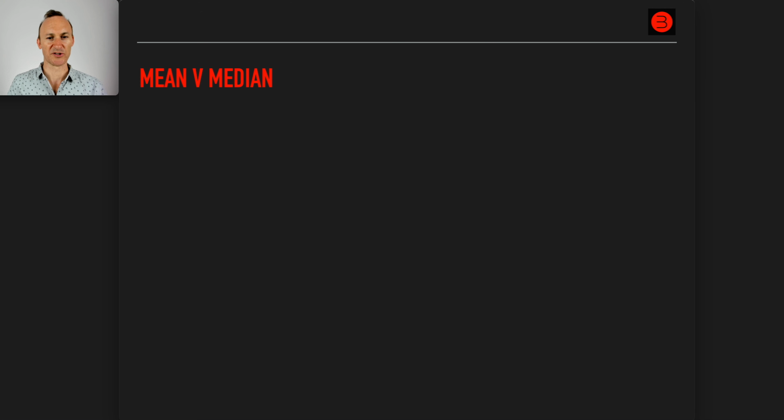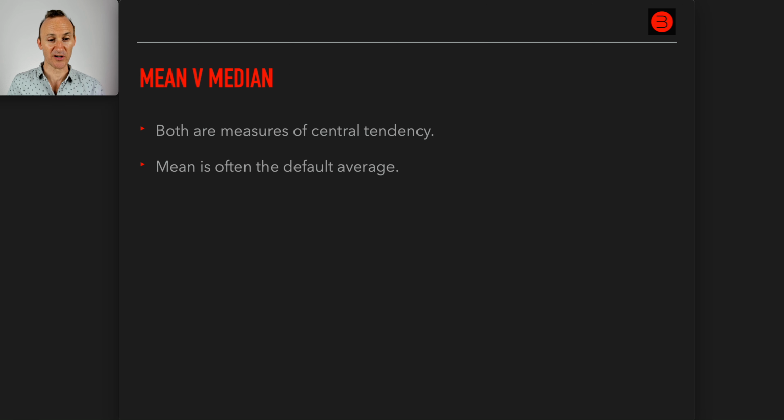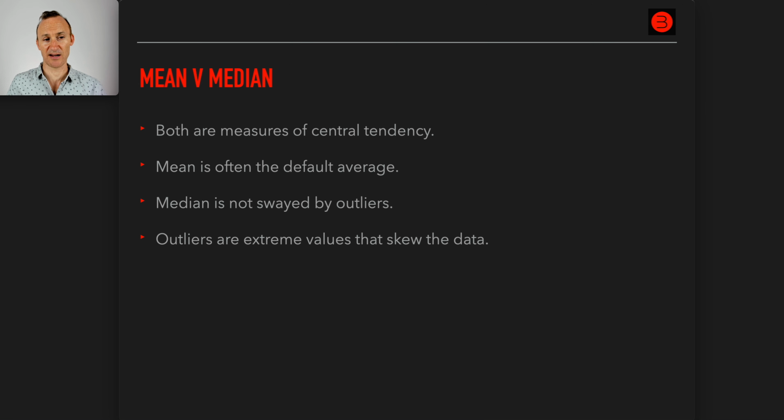Okay, now let's look at the mean versus the median. This, I think, is the fundamental piece in descriptive statistics. It's understanding the difference between the two. So both are measures of central tendency. The mean is often the default average, and the median is not swayed by outliers. Outliers are extreme values that skew the data. So imagine that we have this list of incomes. 75,000, 80,000, 85,000, and 17 million. Okay, the last one is an outlier because it's way higher than the other incomes.